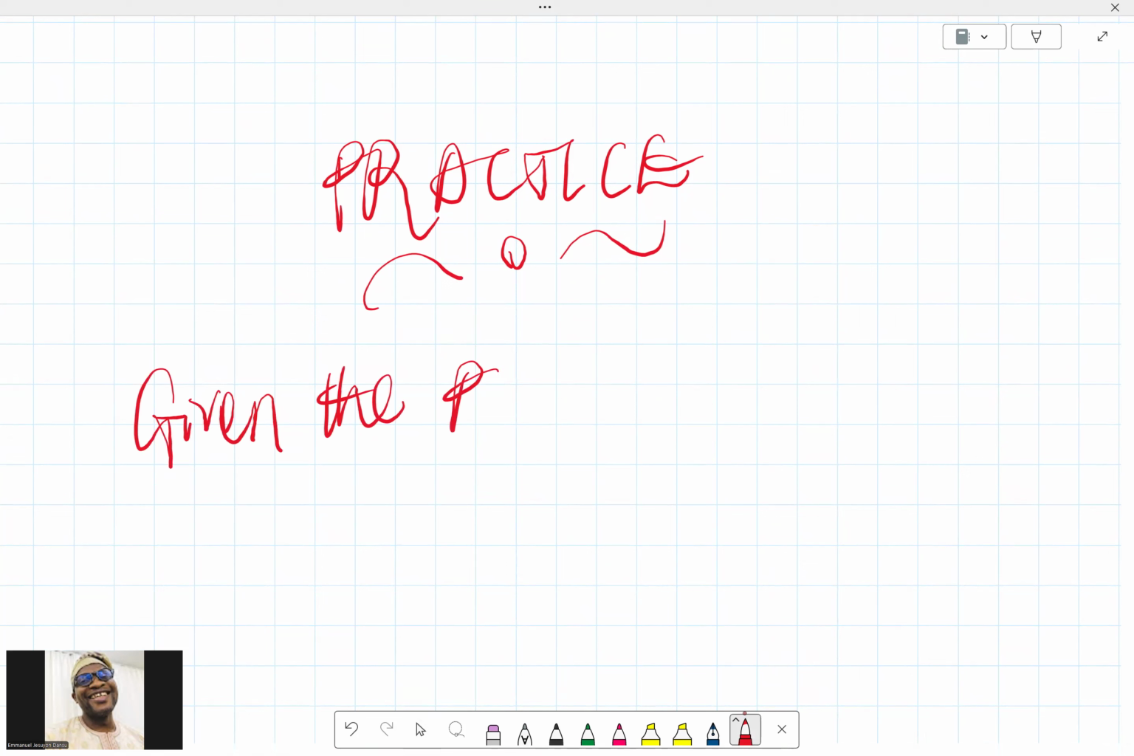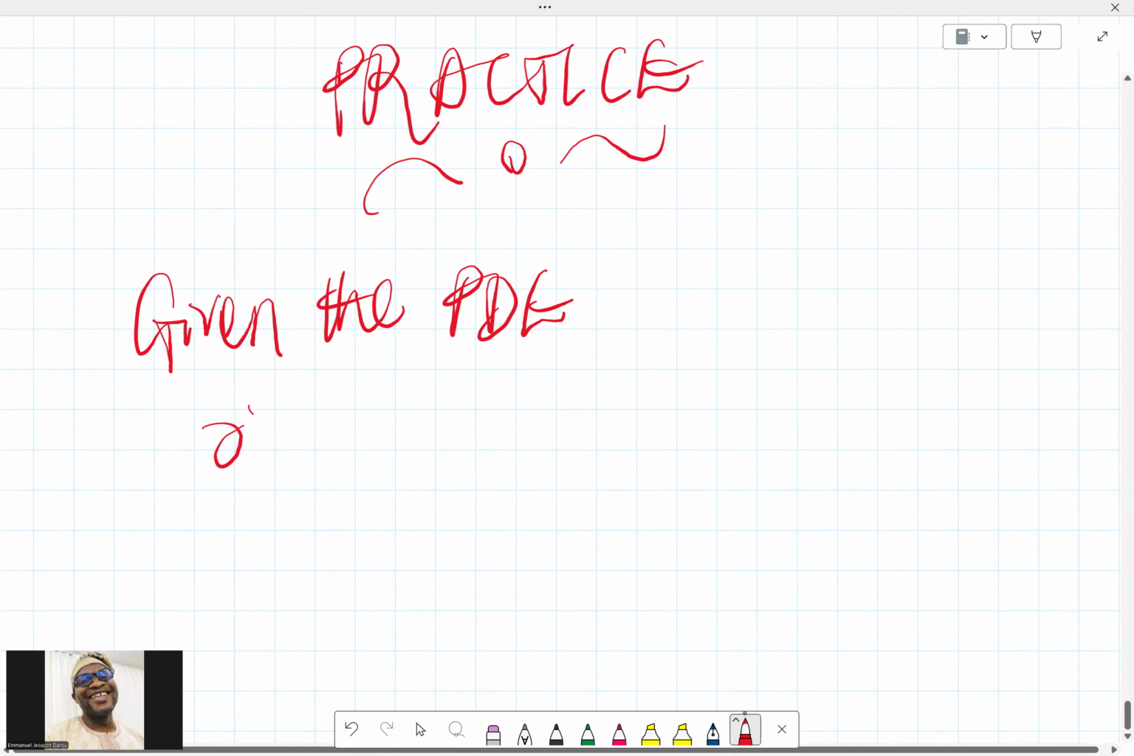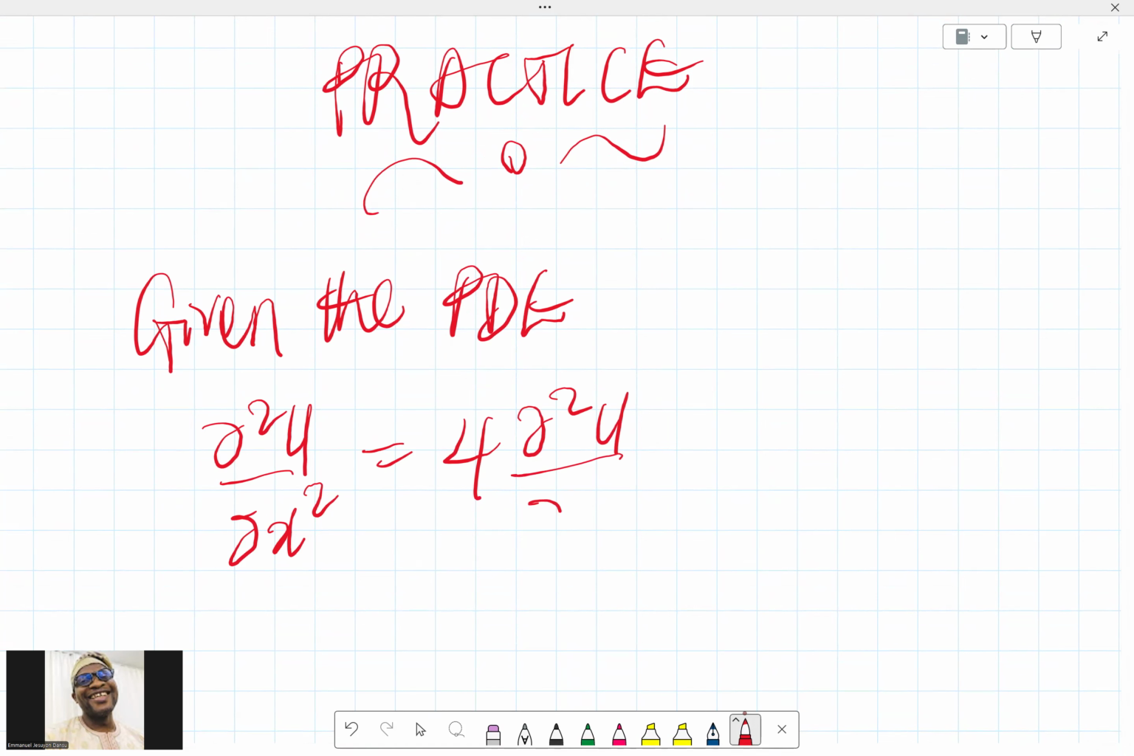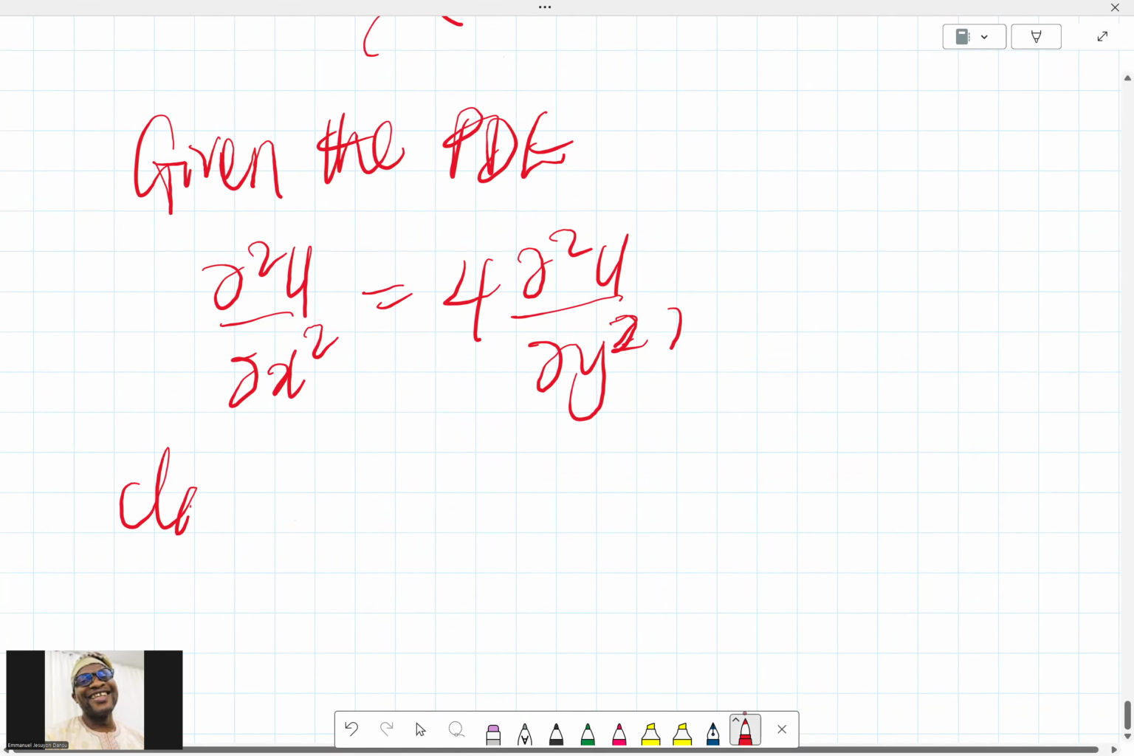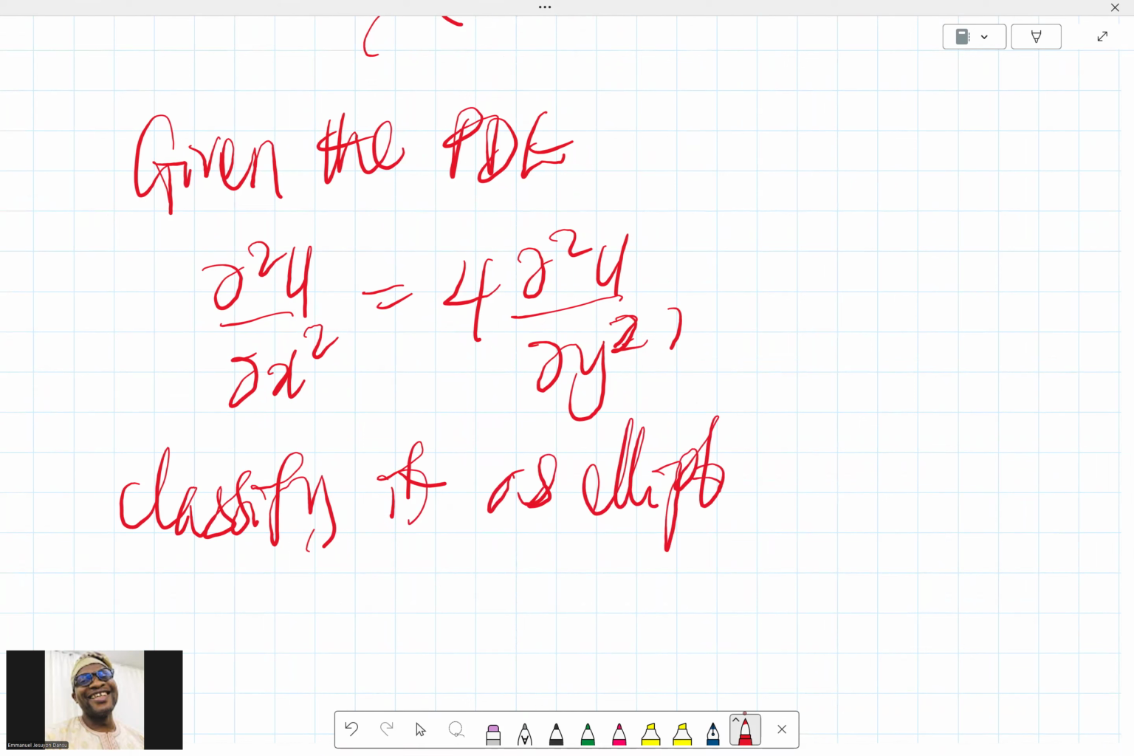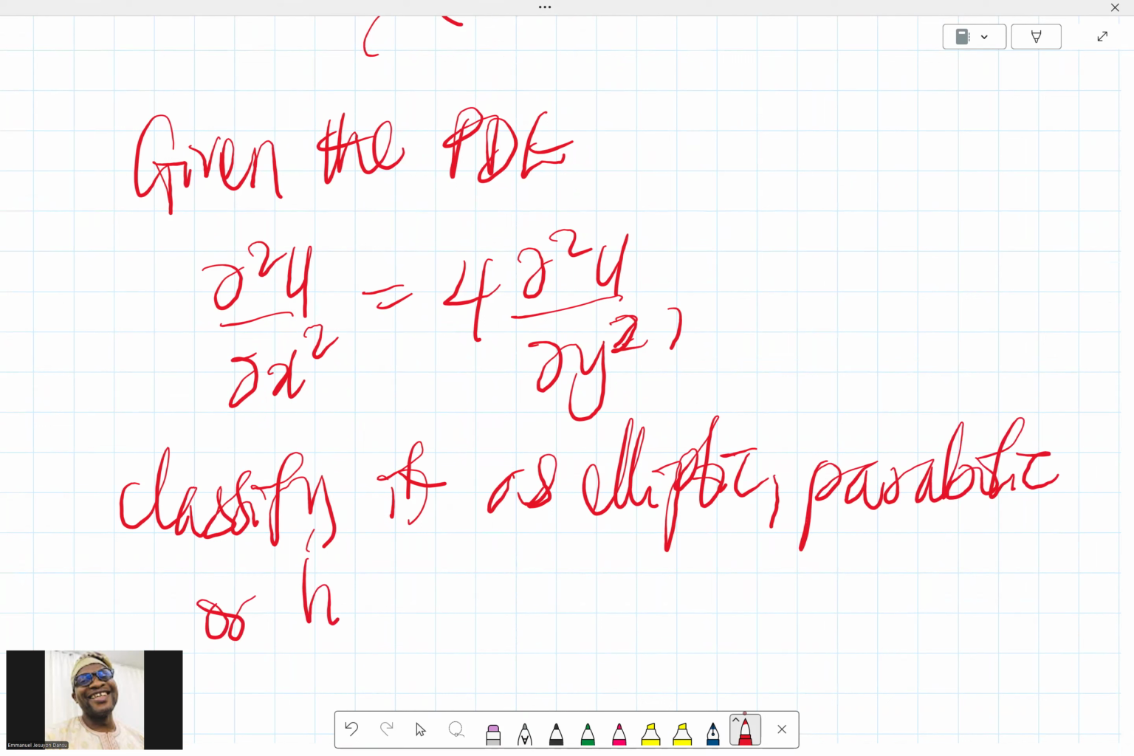Given the PDE partial squared U partial x squared equals 4 partial squared U partial y squared, classify it as elliptic, parabolic, or hyperbolic. Of course, you know what to do. Arrange it in the standard form and check for the discriminant d equals b squared minus ac. And then you can tell if it is elliptic, that's when d is less than 0, parabolic when d is equal to 0, and hyperbolic when d is greater than 0 easily.